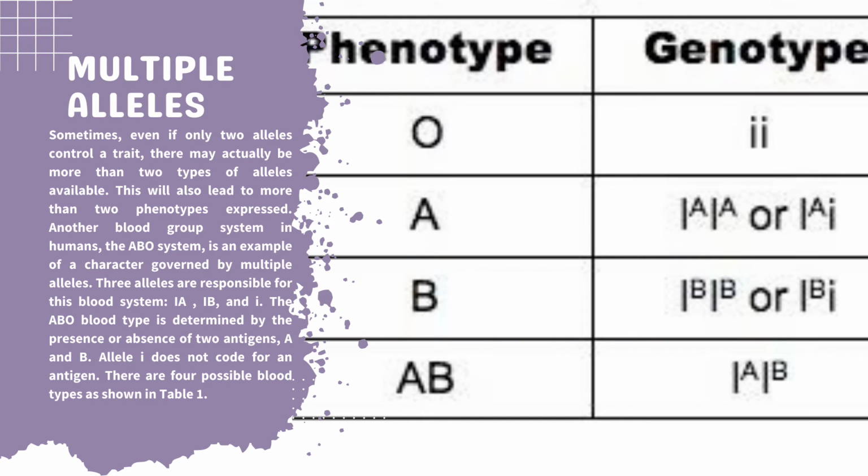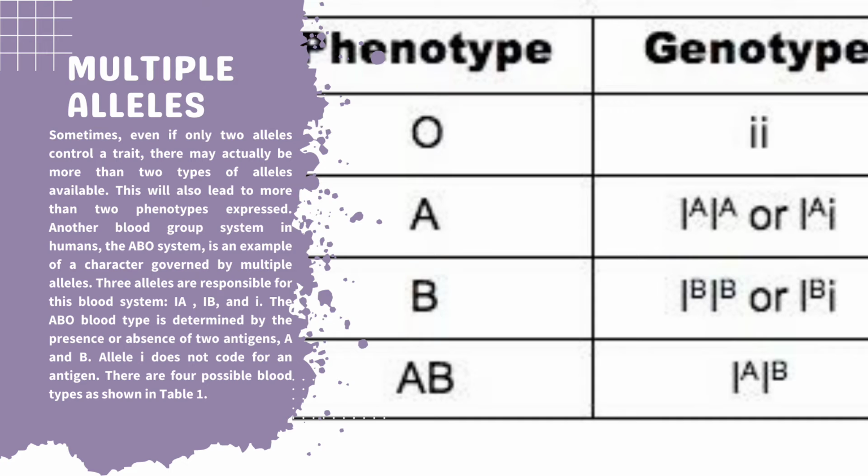Okay, next we have also multiple alleles. Even though only two alleles control a trait, there may actually be more than two types of alleles available. This will also lead to more than two phenotypes expressed. The blood group system in humans, the ABO system, is an example of multiple alleles.